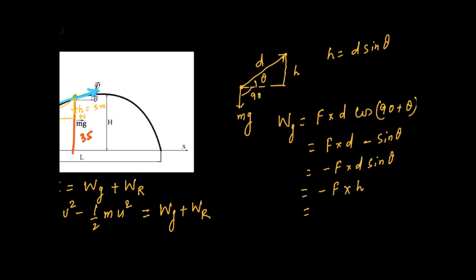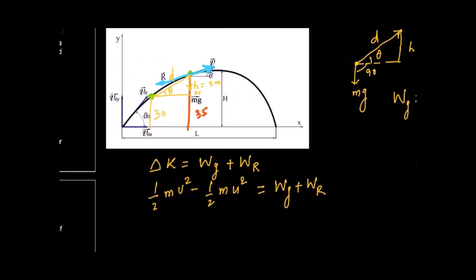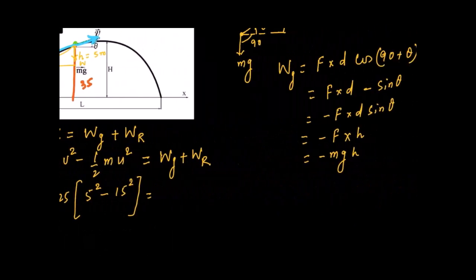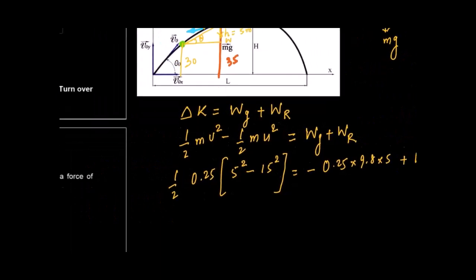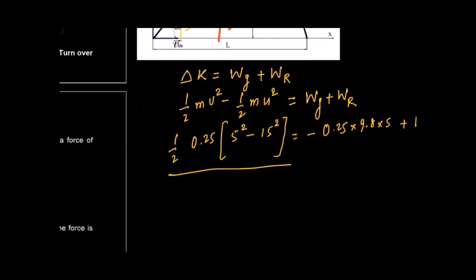And f is the weight, which is equal to m into g. So minus m g h. Putting the value of all these figures, this is equal to W_g is minus m g h, minus 0.25 into 9.8, and h is 5, plus the work done by the resistive force W_r. So if we solve these terms, it comes out to be minus 25.